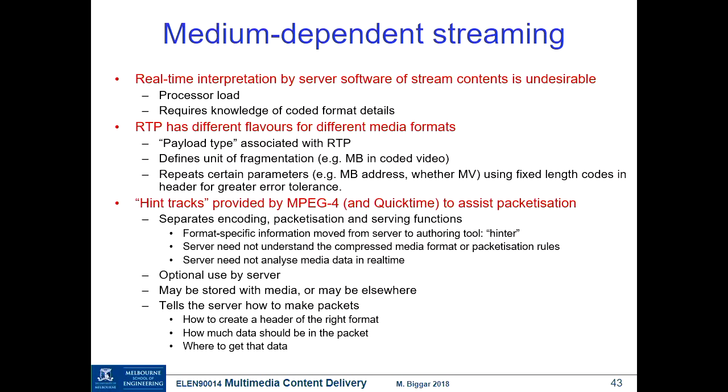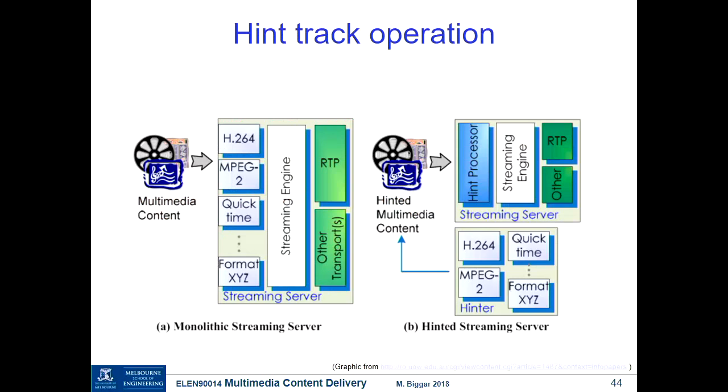So what the hint track does is tell the server how to make the packets: it tells it how to create the right header, how much data to put in the packet and where to get that data. The advantage of the hint track is shown by this comparison. Without the hint track, a streaming server looks a bit like this, where the streaming server itself has to know about H.264 and MP2 and QuickTime and whatever other formats, and has to process each of those to generate the RTP packets and send the data off to a receiver.